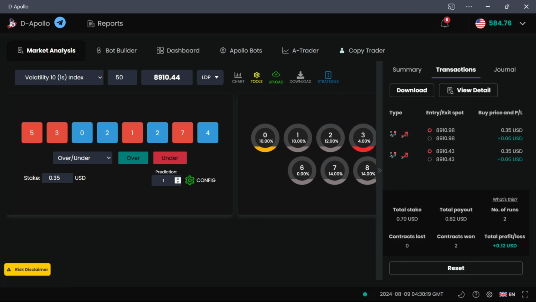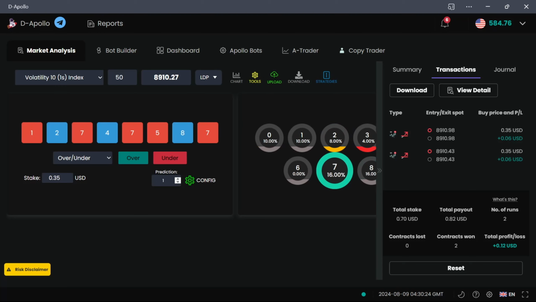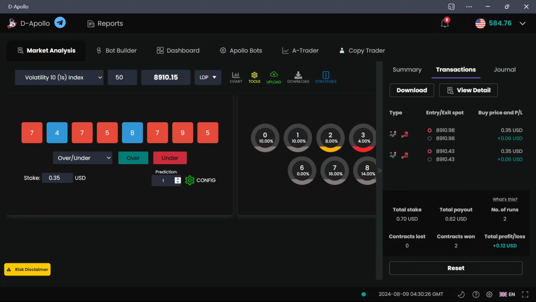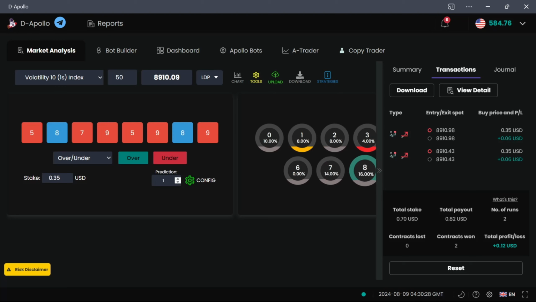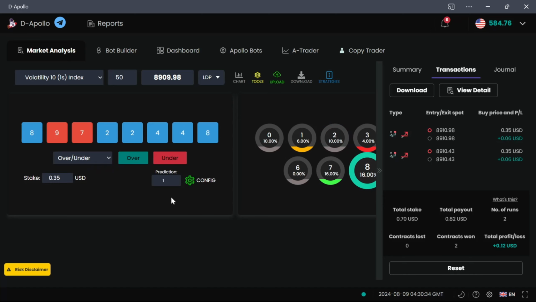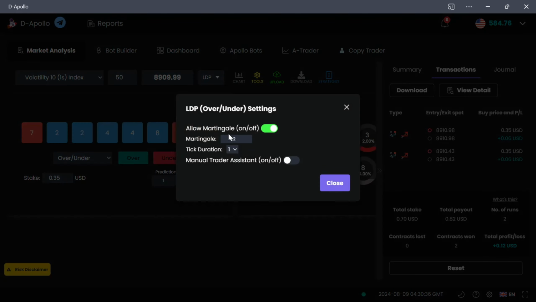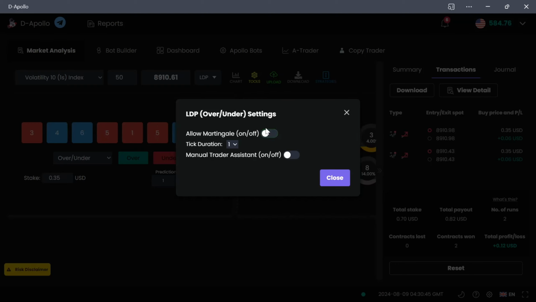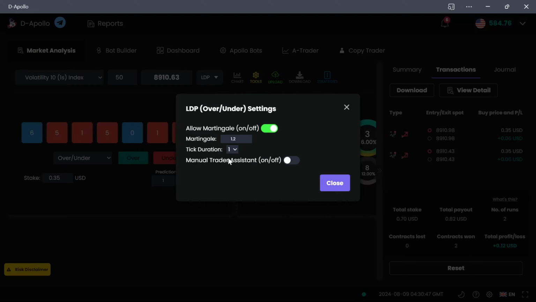That is how you can work with the LDP tool, which has a different style. You can use the digit predictor DGP for assistance. You can trade over under. You can change your stake here. You can come to configuration, change your martingale, change your tick duration, or enable and disable the DGP. You can also disable the martingale if you don't want to use it, but if you want to use it, you can enable it and use it.